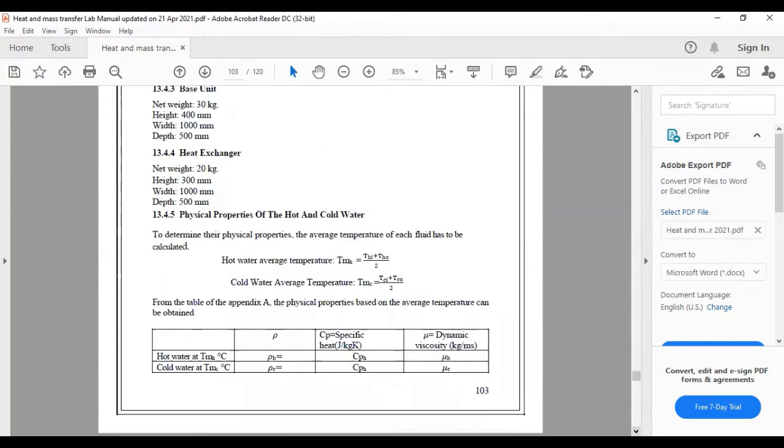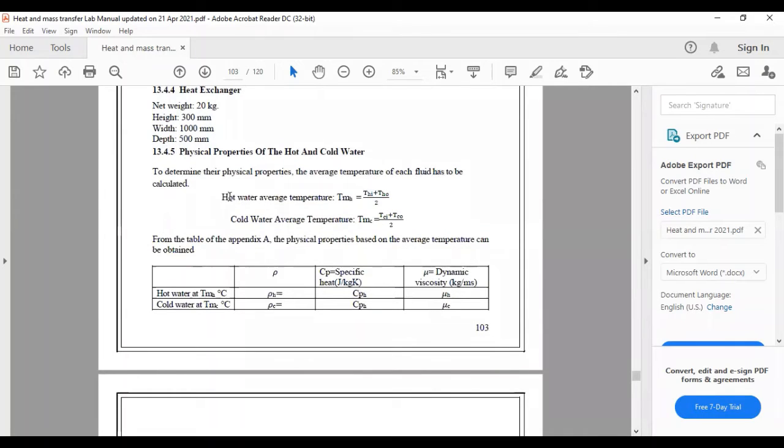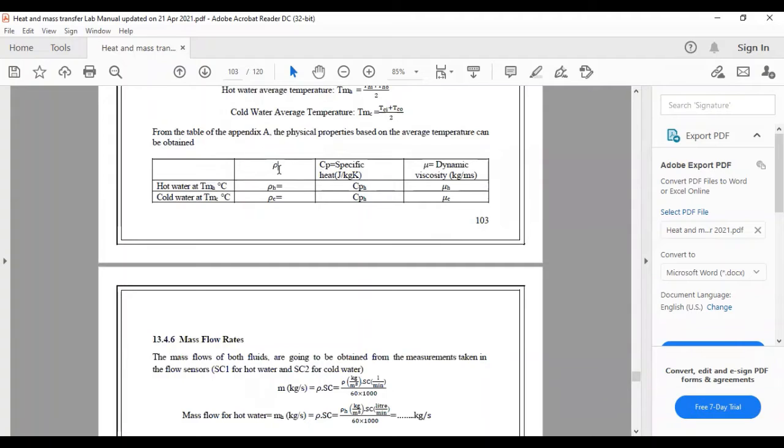Now the most important thing is that for the hot water average temperature, we will take the average of its inlet and outlet temperature. Similarly, for the cold water temperature, we will take the average of inlet and outlet temperatures, and we will get the cold water average temperature. Why are we calculating these average temperatures? Because we need these parameters in the table. We need density, we need the specific heat, which we will use later in our calculation, and we need dynamic viscosity. These are all parameters which are computed against the values of temperature.